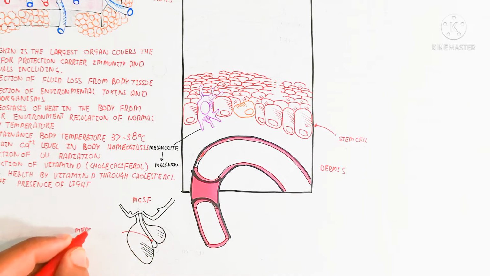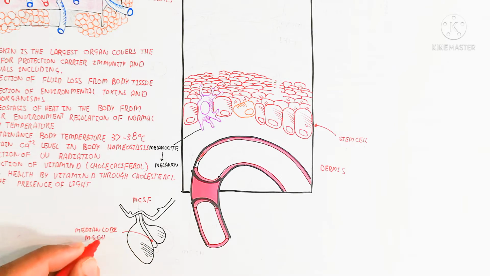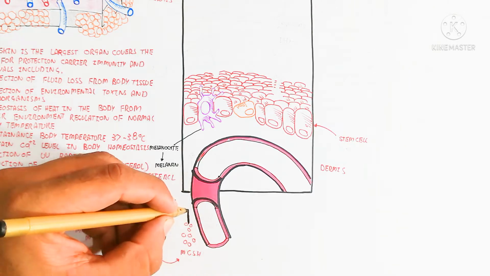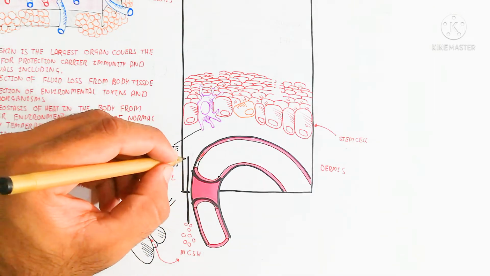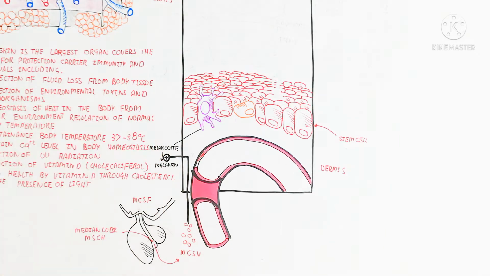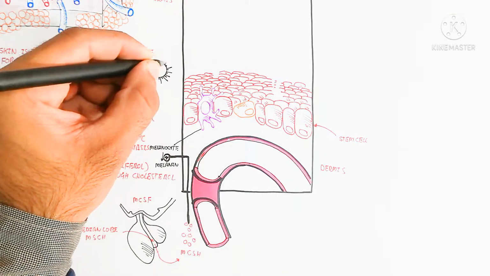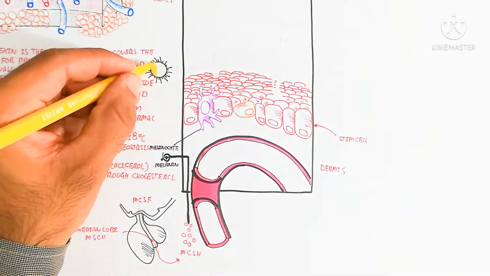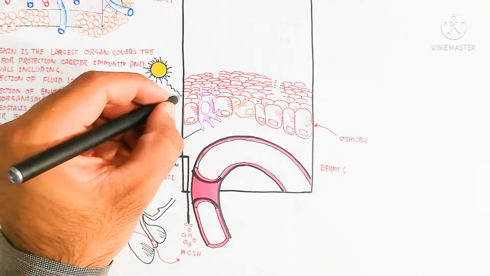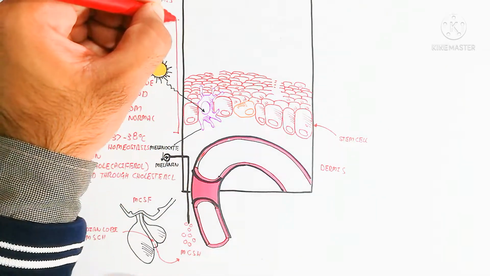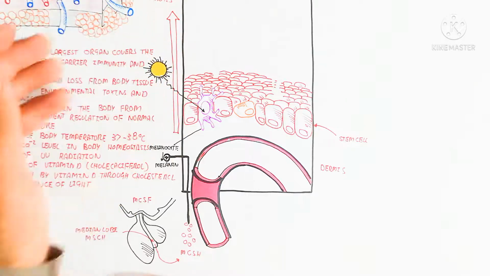How? The melanocyte stimulating factor will stimulate the medial lobe of the pituitary gland, which produces the melanocyte stimulating hormone, which stimulates the melanocyte to produce the melanin. So this melanin will increase, causing more darkness. During a sun bath, the increased melanin pigment makes the skin darker, which is known as tanning. So that is also known as the sun bath.